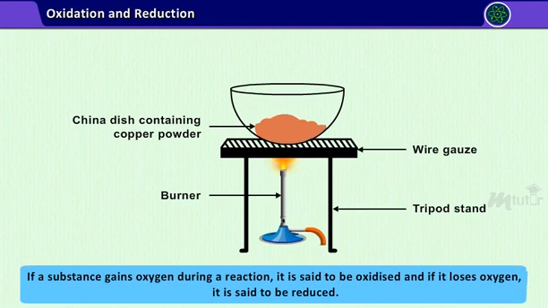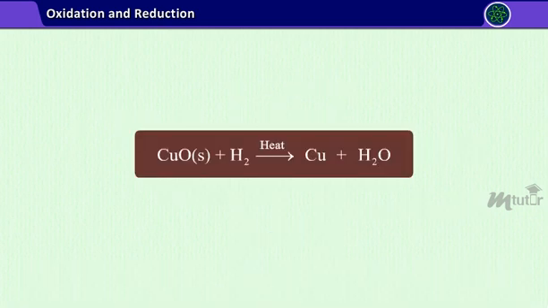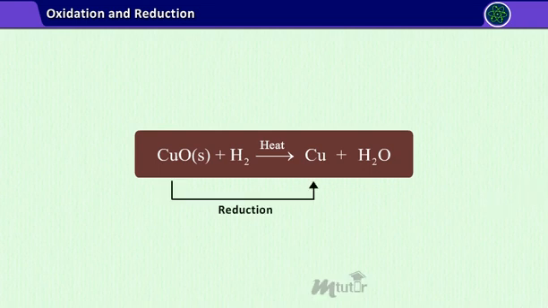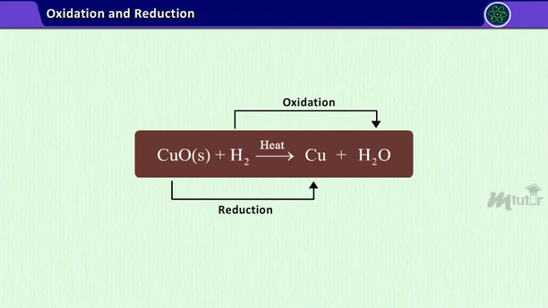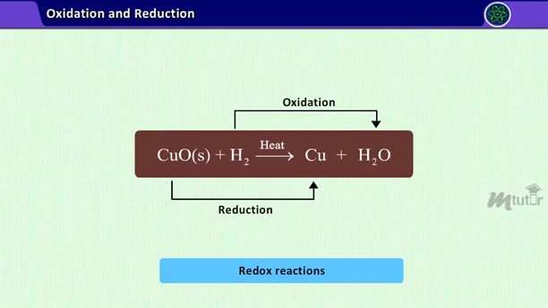Thus, if a substance gains oxygen during a reaction, it is said to be oxidized, and if it loses oxygen, it is said to be reduced. Here, the copper oxide is losing oxygen, and hence it undergoes reduction. Whereas, the hydrogen is gaining oxygen, and undergoes oxidation. In other words, one reactant gets oxidized, while the other gets reduced during a reaction. Such reactions are called oxidation-reduction reactions, or redox reactions.